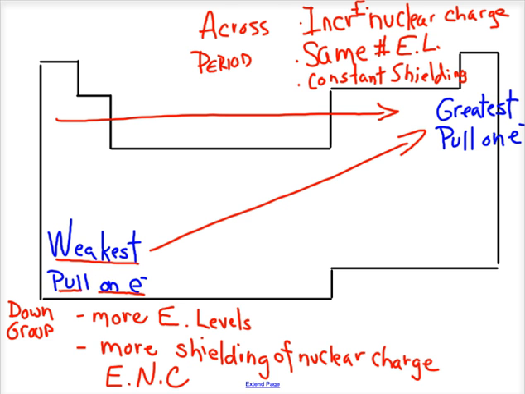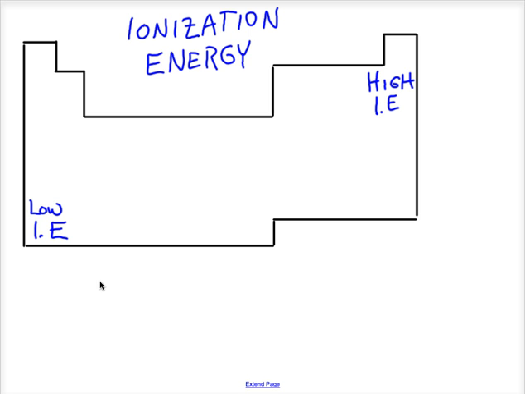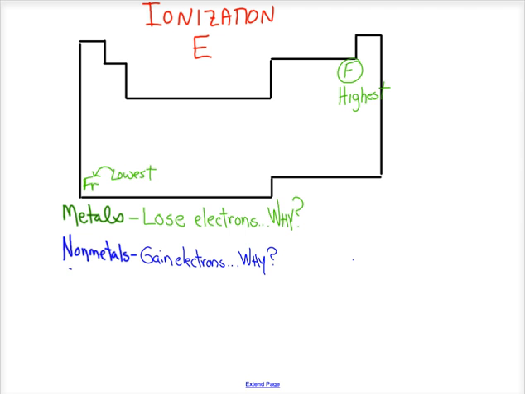The impact is that when we go to look at the ionization energy, it's going to be hard to remove an electron at this end of the periodic table, but it's going to be easy to remove an electron at this end. That's why metals want to lose electrons. It's very easy to remove an electron from an alkali metal, but very challenging to try to remove an electron from a halogen. So it takes a lot of energy.